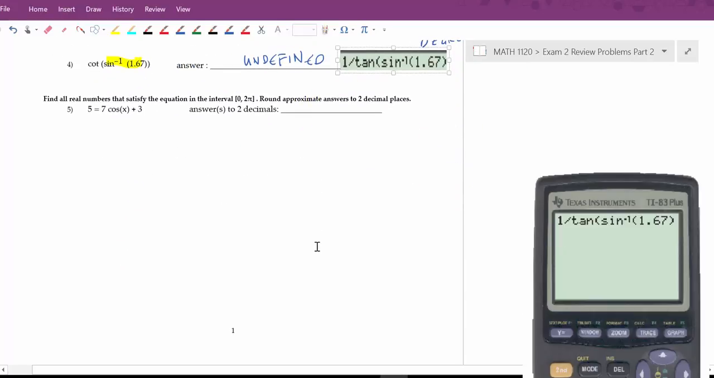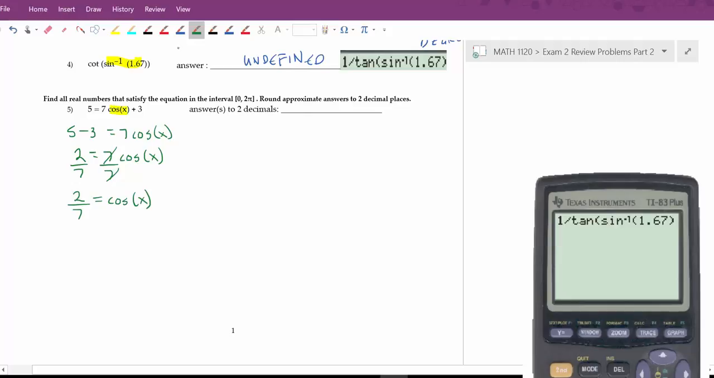Now this one right here, I want you to be able to do a basic trigonometric equation where you have to use a calculator. The very first thing you need to do is isolate the cosine. So we're going to do 5 minus 3 equals 7 cosine of x, because we are subtracting 3 from both sides. So that's 2 is equal to 7 cosine x. Then I'm going to divide by 7, so I get 2/7 is equal to cosine of x.